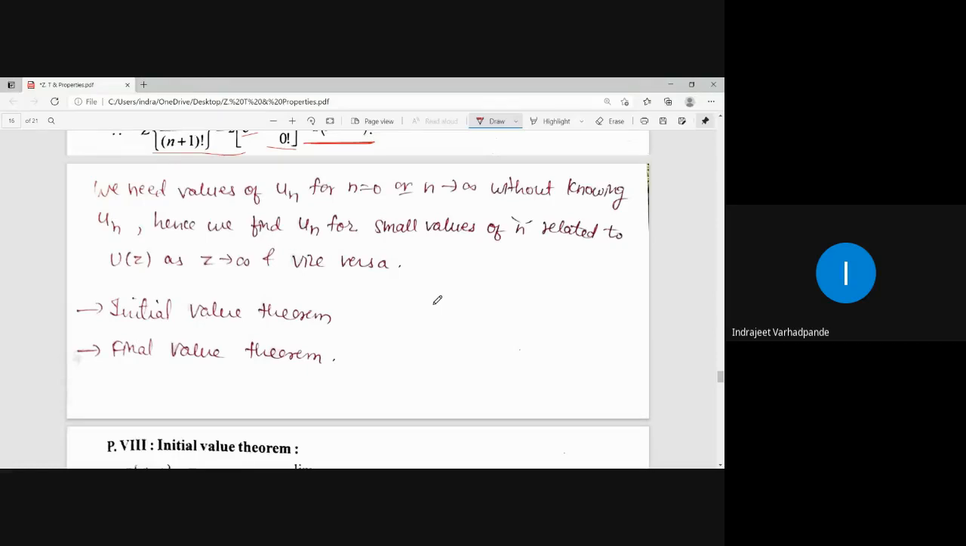The next two properties we are going to talk about are the initial value theorem and final value theorem. See, very rarely are those used, but we should know the purpose or logic behind learning the initial value theorem and final value theorem.